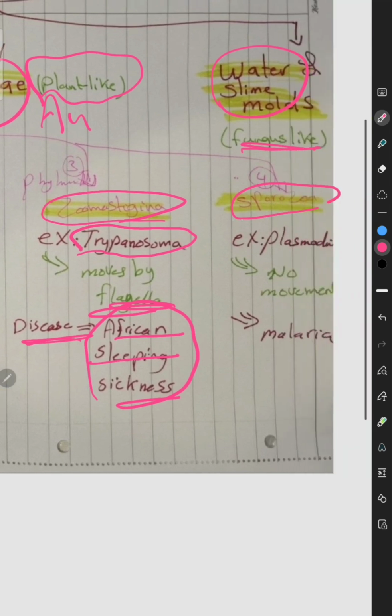The last phylum that we have is named Sporozoa. They have no movement, no locomotion in the adult, and an example for it is Plasmodium. This Plasmodium can cause a disease for us, which is malaria.